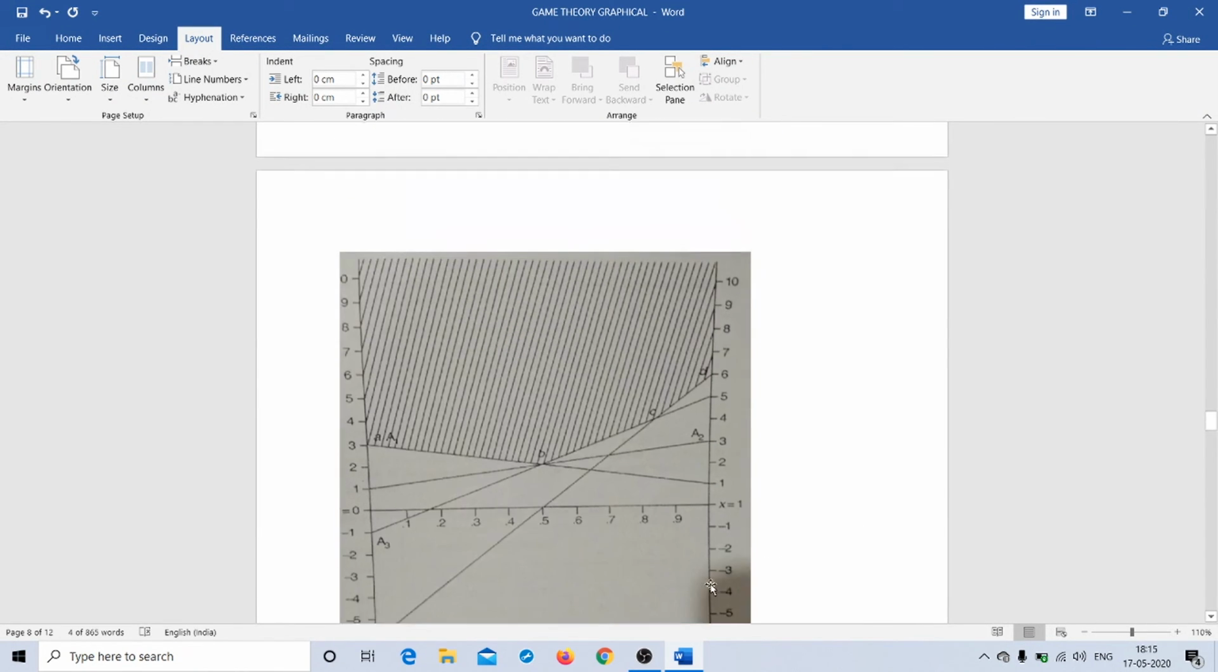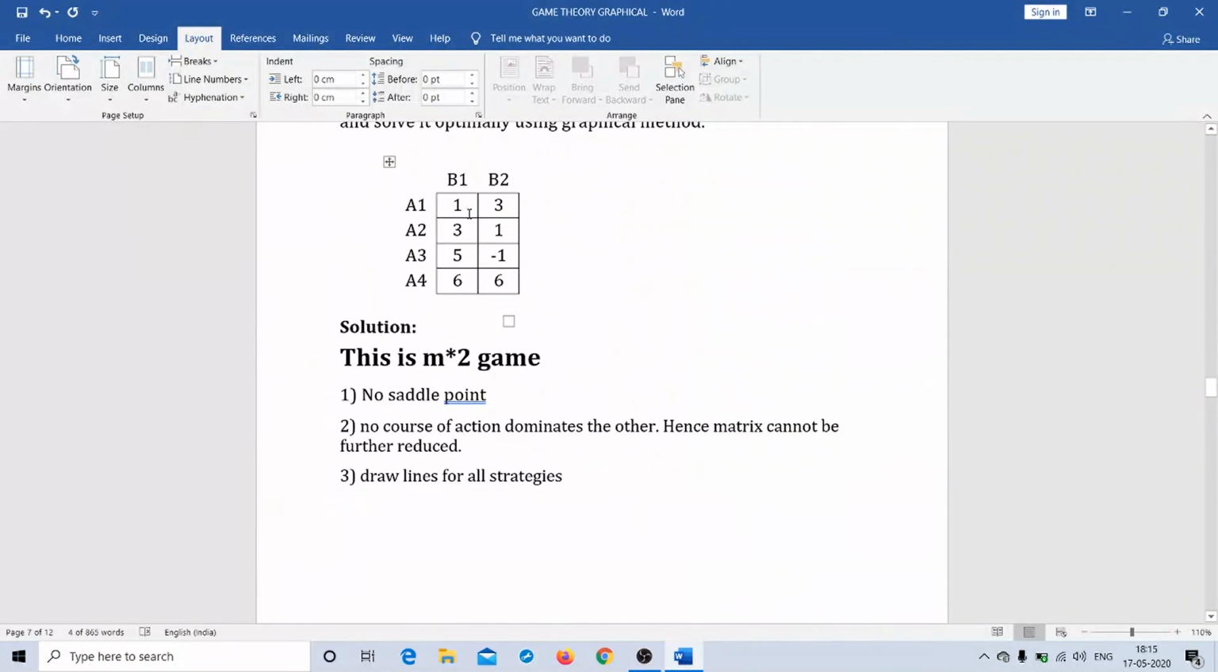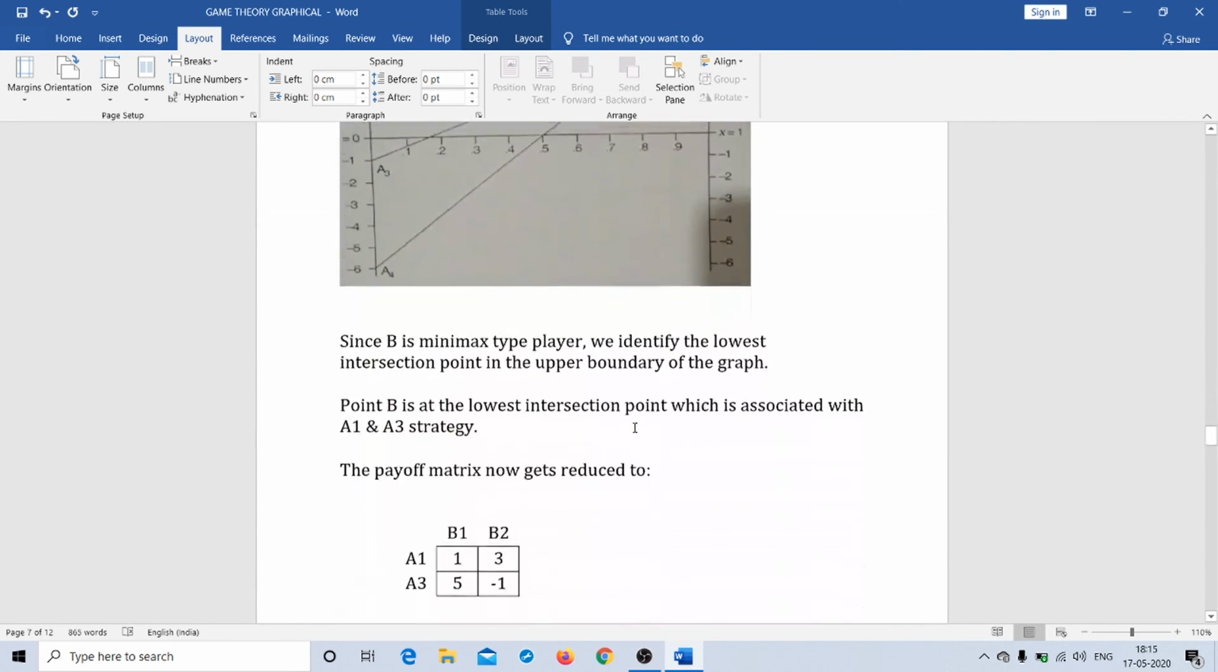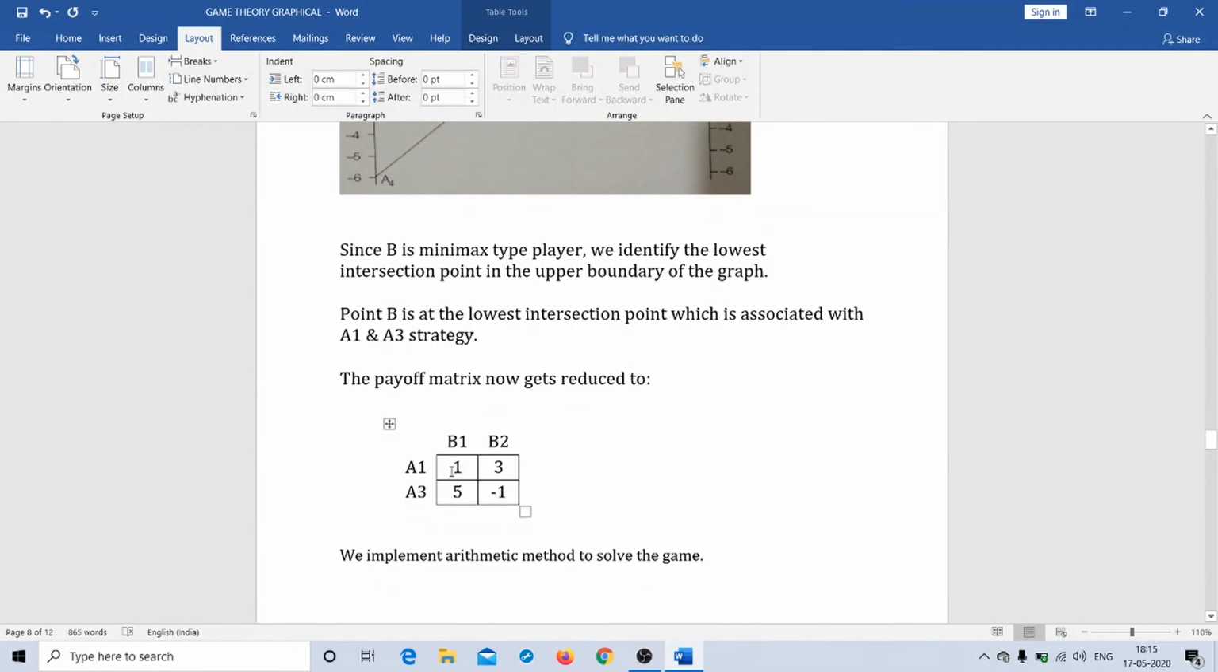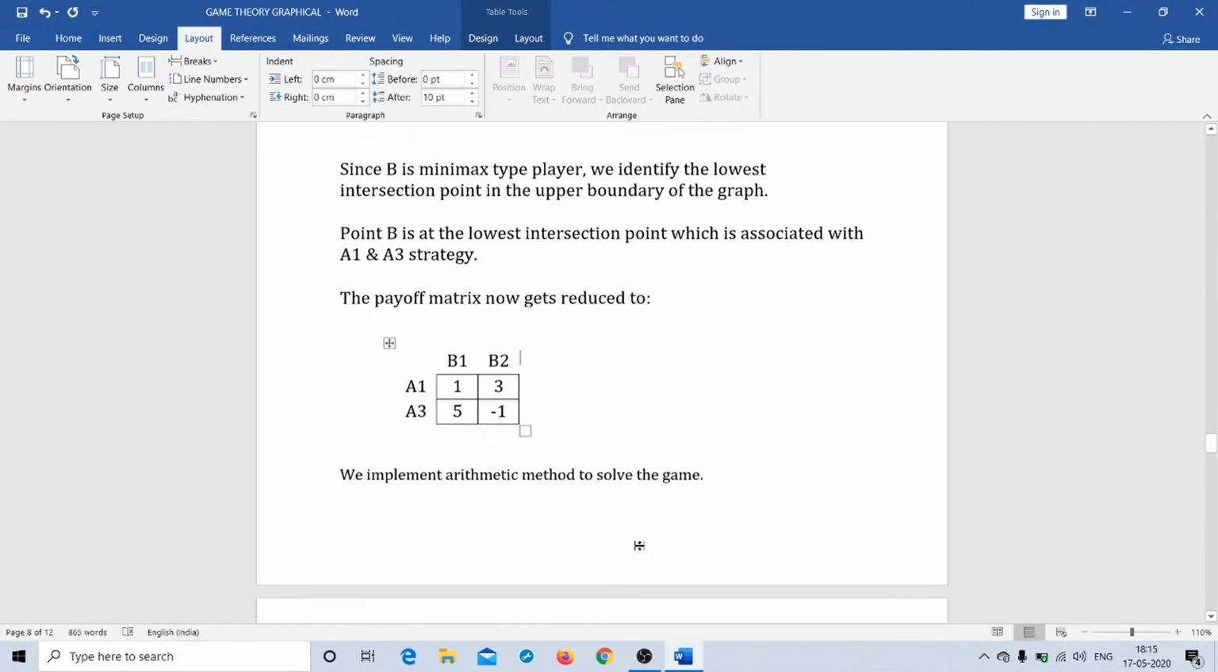So as usual, I retain my A1 and A3 strategies, and I delete all other strategies. Here I delete A2 and A4, and hence my reduced payoff matrix looks like this. So I have A1 and A3, and as usual B1 and B2 for player B. My payoff matrix gets reduced like this, and then I implement my arithmetic method to solve the game.